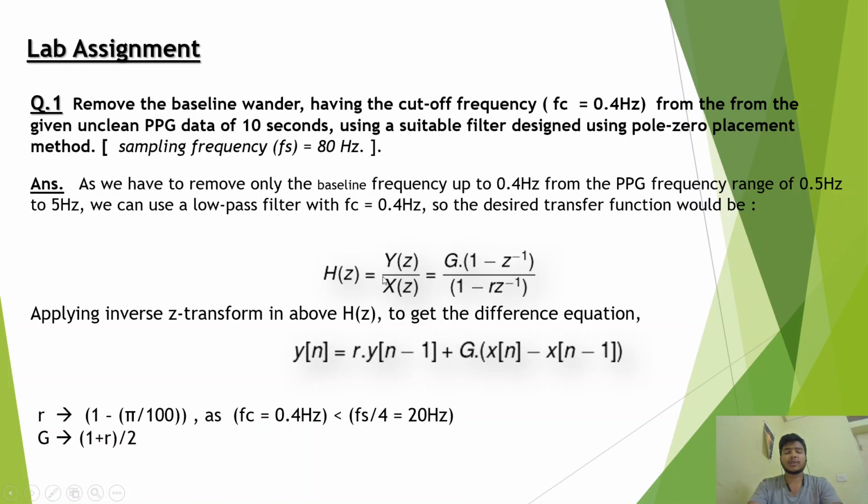The resulting transfer function would be G times (1 minus z^-1) divided by (1 minus r z^-1). That is, we are keeping the zero on the positive real axis and we are keeping the pole near to it. By applying the inverse Z transform, we get the difference equation y[n] = r y[n-1] + G (x[n] - x[n-1]), where G is the gain. On calculating, we get the gain G = (1 + r)/2, and r is 1 minus pi by 100.